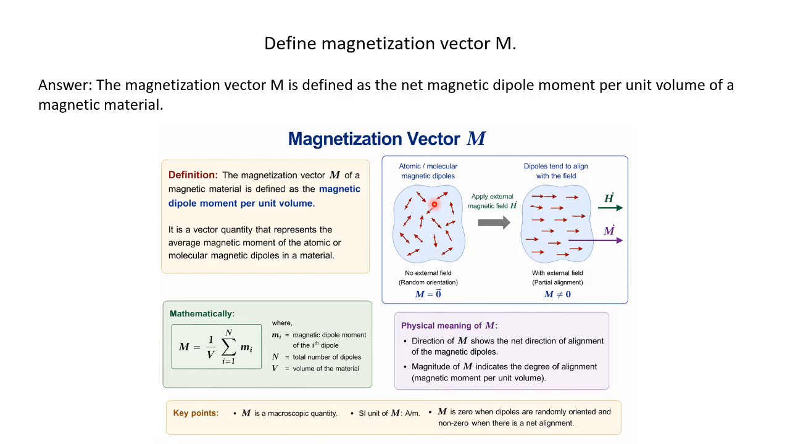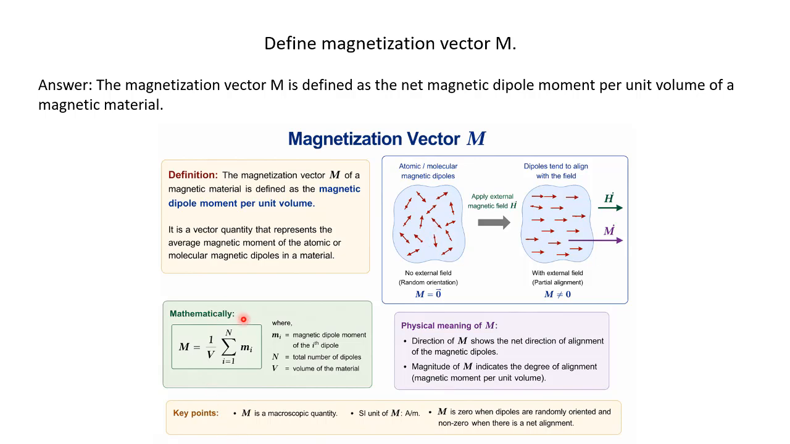Question number 8, define magnetization vector. The magnetization vector is defined as the net magnetic dipole moment per unit volume of a magnetic material. When a magnetic material is placed in an external magnetic field, many magnetic dipoles tend to align in the direction of the field, like this in the figure. A large value of M indicates a stronger magnetic response.